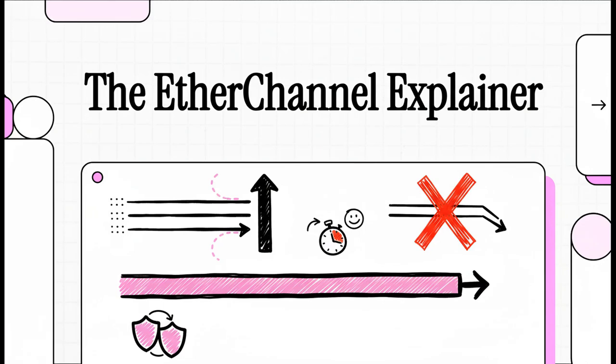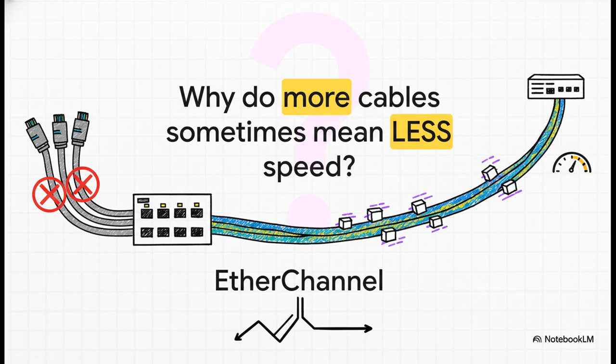All right, welcome. Today, we're going to untangle a networking technology that's all about turning a digital traffic jam into a superhighway. We're talking about EtherChannel. You know, it feels like it should be simple, right? You've got two network switches, you need more speed, more backup, so you just plug in more cables. Easy. But then, nothing happens. In fact, you might even notice some of those little link lights are off. The ports are just sitting there, blocked.